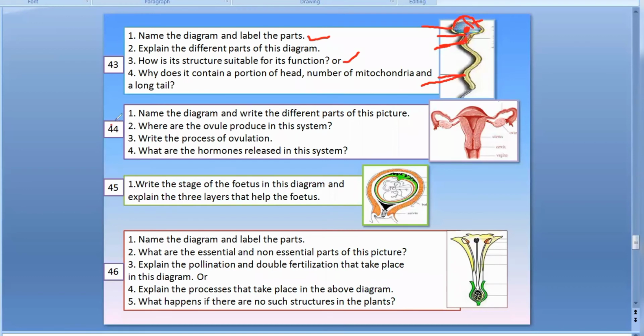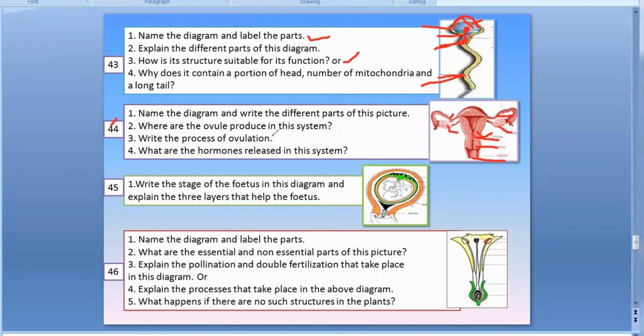Next, 44. Name the diagram and write the different parts of the picture. This diagram indicates the human female reproductive system. The main parts are the vagina, cervix, and uterus, a pair of ovaries, and a pair of fallopian tubes, and one uterus. These are the parts of the female reproductive system.